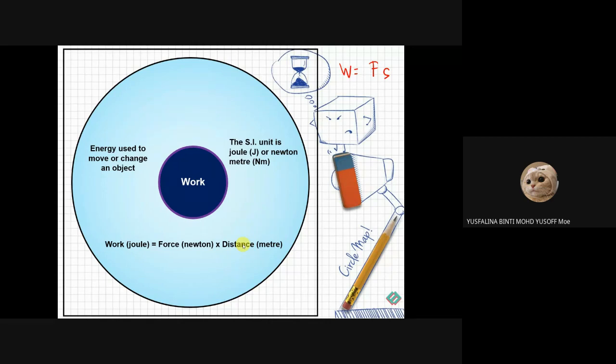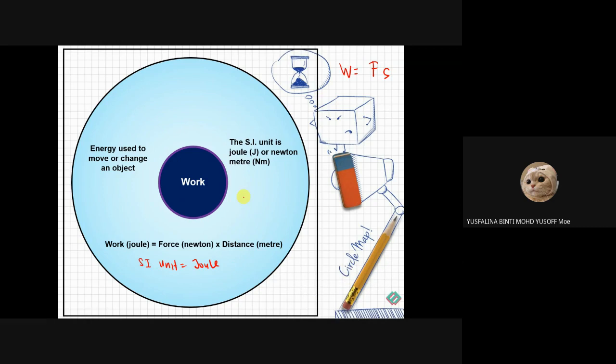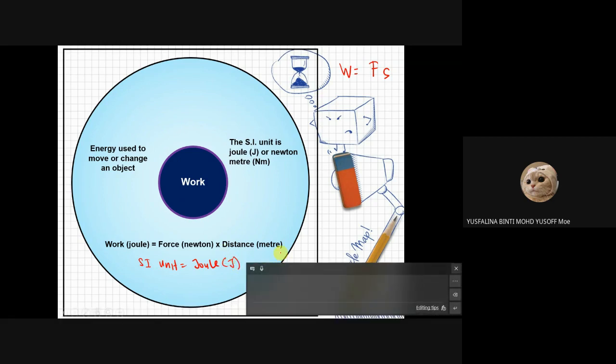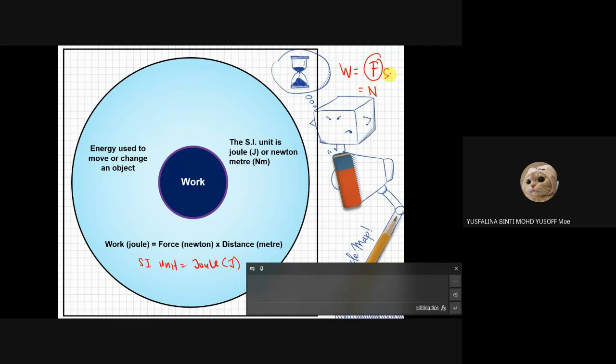The SI unit for work is joule, and the symbol for joule is J. Because work is force times displacement, force multiplied by distance or displacement, and the unit of force is Newton while the unit for displacement is meter, you can put Newton meter, or simplify it and just put joule. So that is work.